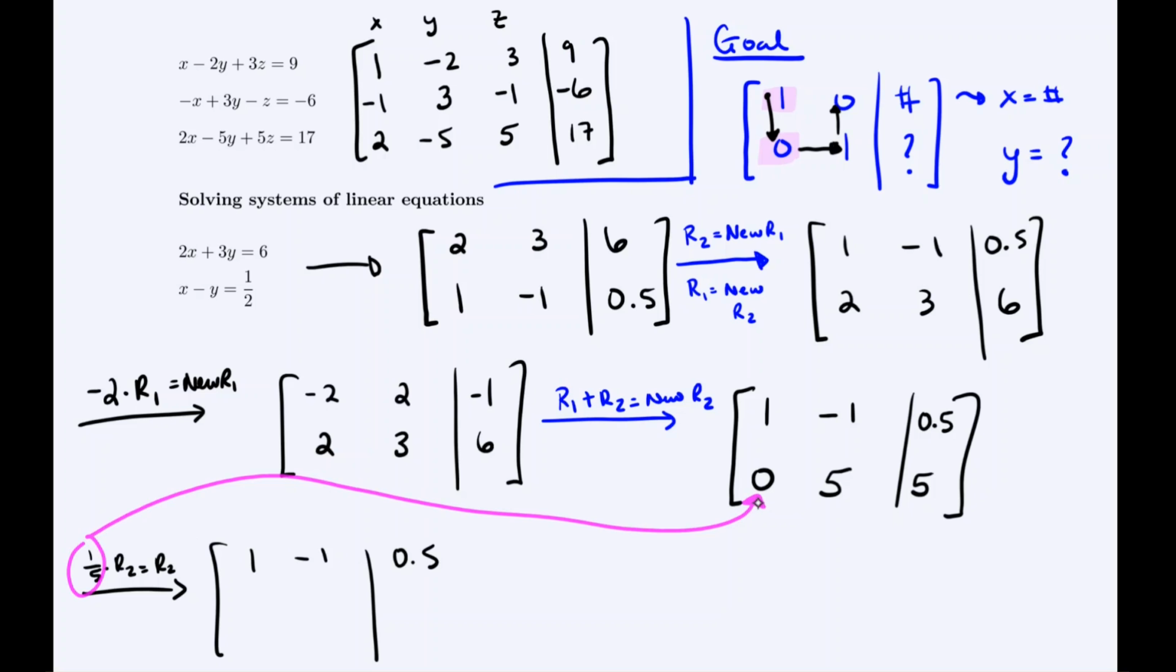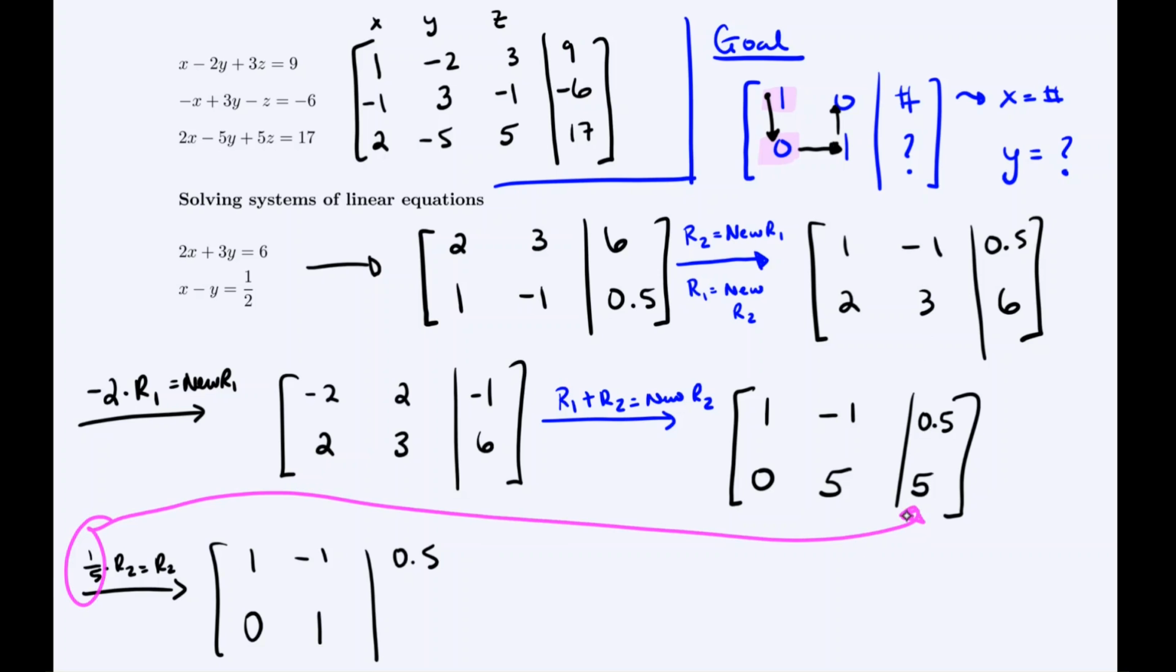And I would get 1/5 times everything in row 2. So 1/5 times 0 is 0. 1/5 times 5, well, we planned for this. That's going to be 1. That's the whole reason we're multiplying by 1/5. 1/5 times this 5 is also 1. And now we check, where are we at now? We've got this to be a 1.